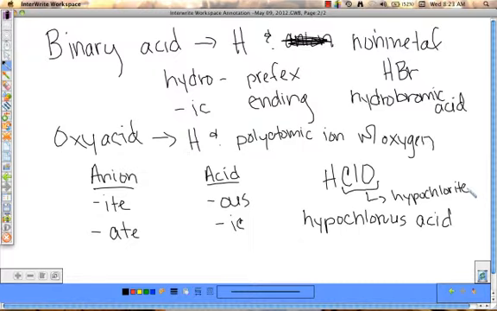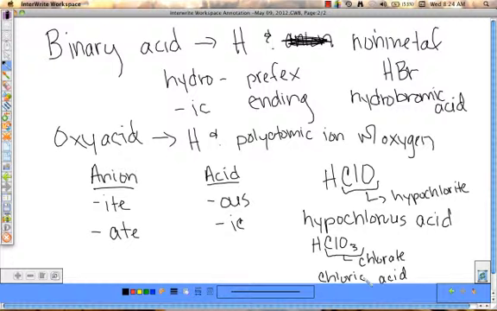Do these ones all have hypo instead of hydro? No, it's just because ClO has hypo in it. If we had ClO3, the ClO3 is chlorate. So then this would be chloric acid. We just change the ATE to IC. So the hypo is only in the hypochlorous acid because ClO is hypochlorite. You don't have to change any prefixes.